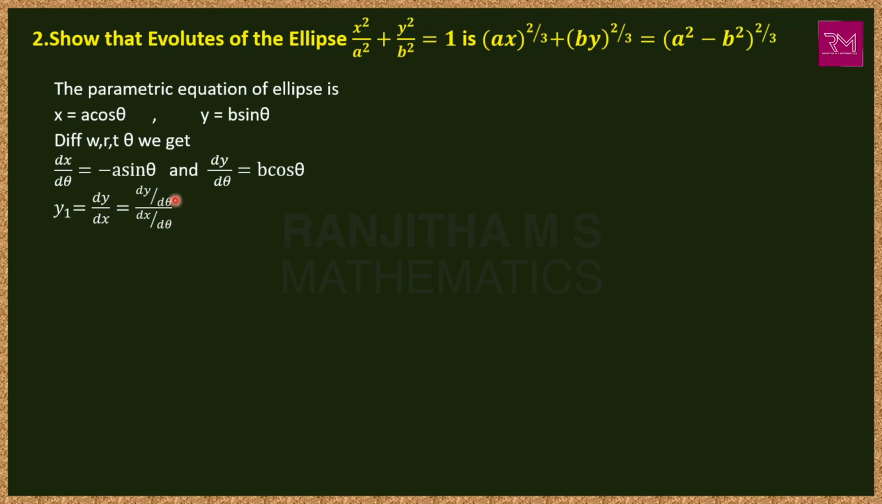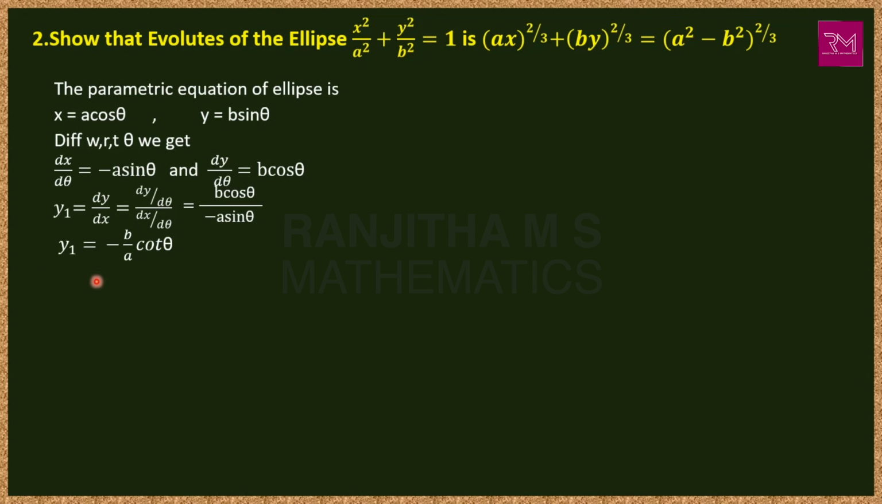If we cancel d theta, the remaining will be dy by dx. That is our y1. Hence we can split dy by dx as dy by d theta divided by dx by d theta. Now we can substitute dy by d theta as b cos theta and dx by d theta as minus a sin theta, which is equal to b cos theta divided by minus a sin theta. Here cos theta by sin theta is nothing but cot theta. Hence we get the y1 value as minus b by a into cot theta. This is our y1 value.